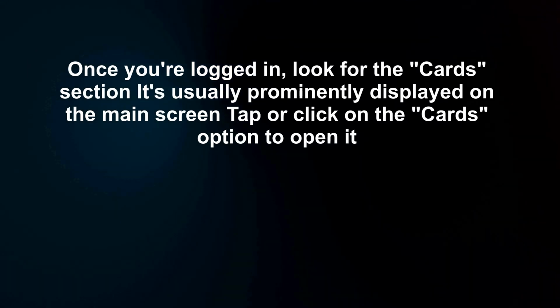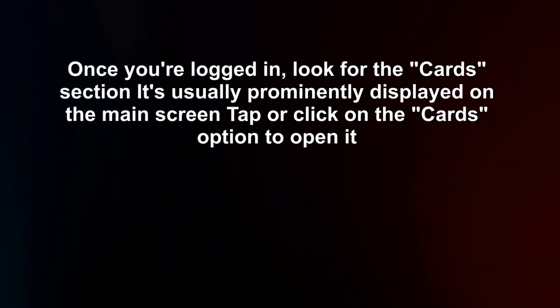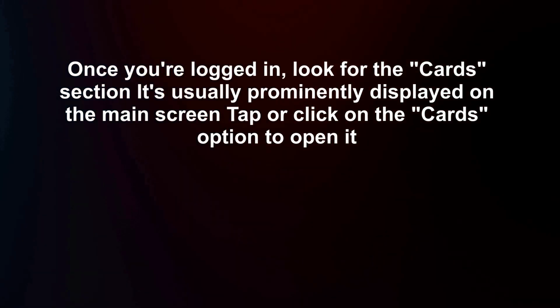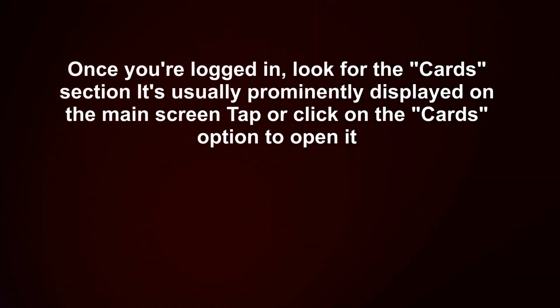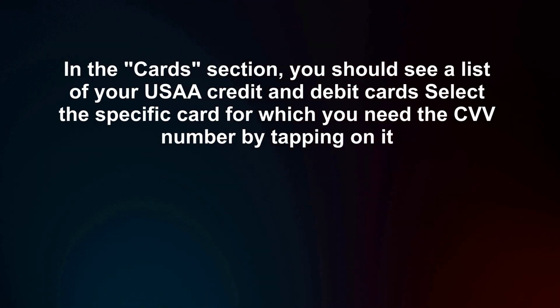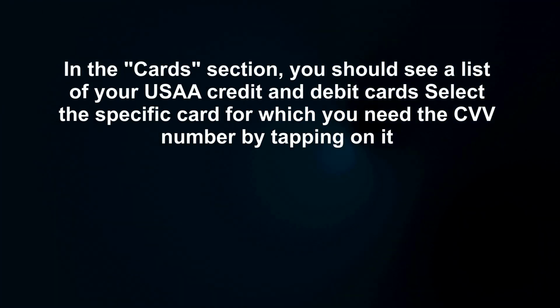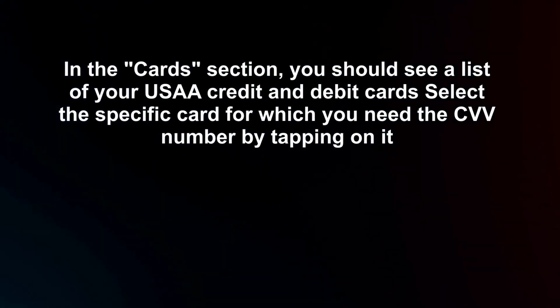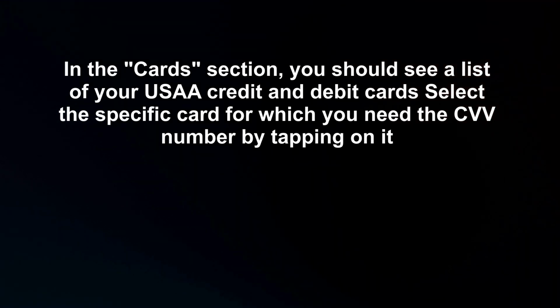Once you're logged in, look for the Cards section. It's usually prominently displayed on the main screen. Tap or click on the Cards option to open it. In the Cards section, you should see a list of your USAA credit and debit cards. Select the specific card for which you need the CVV number by tapping on it.